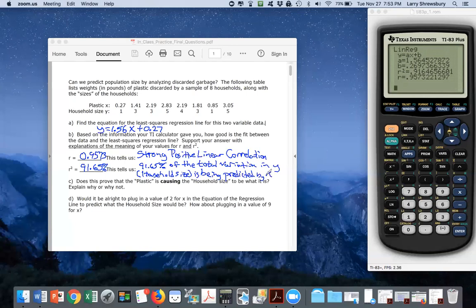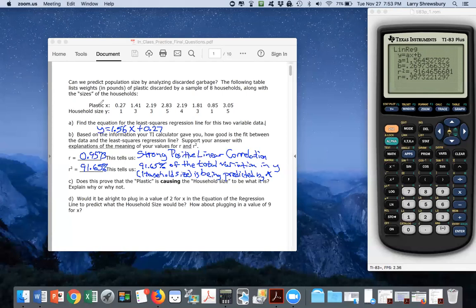Where x is the plastic garbage. And I would put that in parentheses here, but I kind of ran out of room here. All right, does this prove that our x variable is causing the y variable to be what it is? Doesn't that sound a little silly?